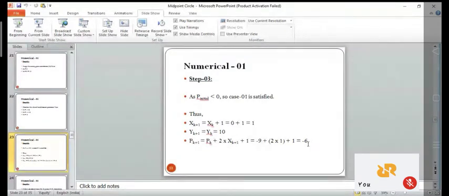Now, if you look at this decision parameter, it is also a negative value. Since it is negative, it is also going to satisfy case 1. When case 1 is satisfied, x will be incremented by 1 and y will remain as it is. So x will become 2 over here, and y will be 10. And again you compute the next decision parameter.